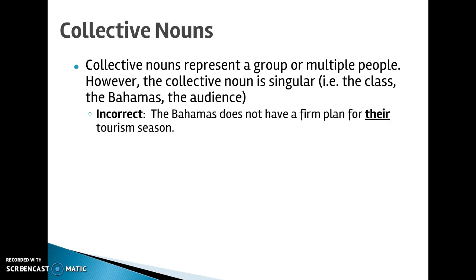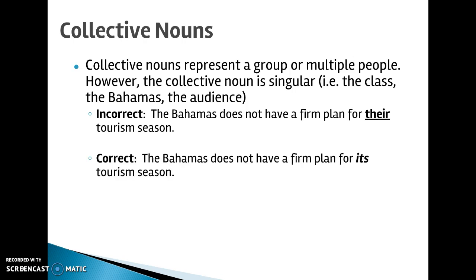So it is incorrect to say the Bahamas does not have a firm plan for their tourism season. Even though the Bahamas represents a group of islands, it is one singular nation. Instead, you'd say the Bahamas does not have a firm plan for its tourism season.